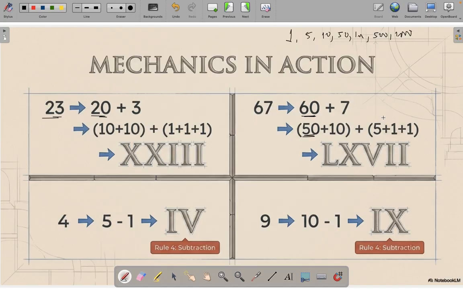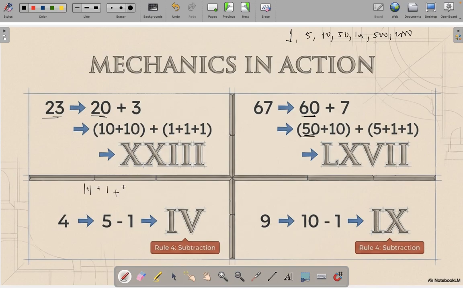Any question? No, sir. Yeah, so 50 is L, 10 is X, 5 is V, 1 is I, and 1 is I. Right? 4, I can write as 5 minus 1. Notice that I cannot write this as 1 plus 1 plus 1 plus 1.